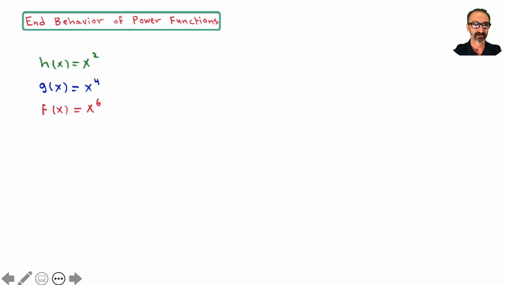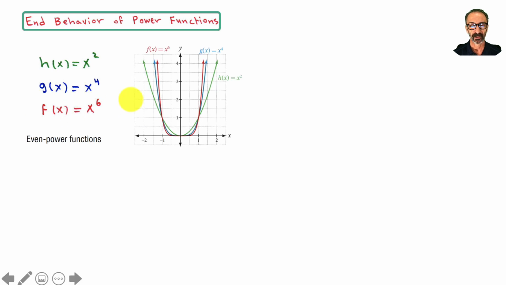Okay, let's talk about end behavior of power functions. I have these 3 functions on one page, in different colors, but they share a lot. Notice that the first one is x to the second, the second one is x to the fourth, and the third one is x to the sixth. 2, 4, 6 are all evens. Even power functions. This is how they look on the same grid.